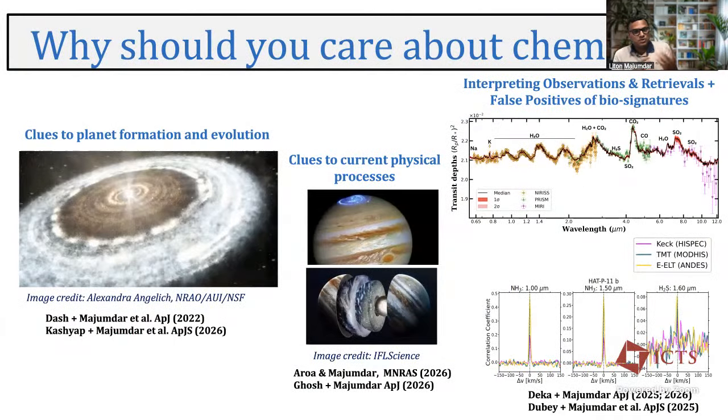So now, if I really want to summarize why we should care about chemistry for atmospheres: chemistry gives you clues regarding the formation and evolution of planets, which is one of the key frontiers for the field. Then, if you measure atmospheric composition today, that tells you what is happening in the planet atmospheres today, so what are the dynamical processes controlling the atmosphere, which lead to the diversity of atmospheric composition that we are measuring.